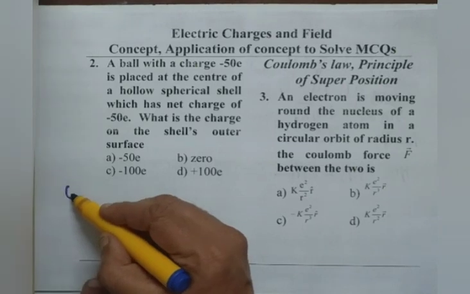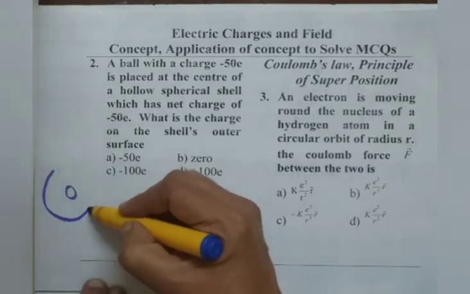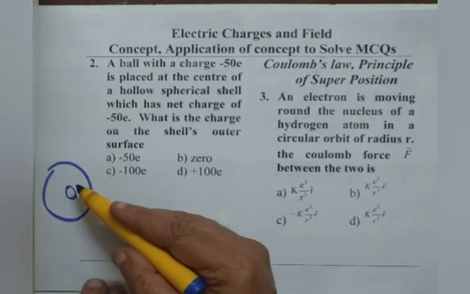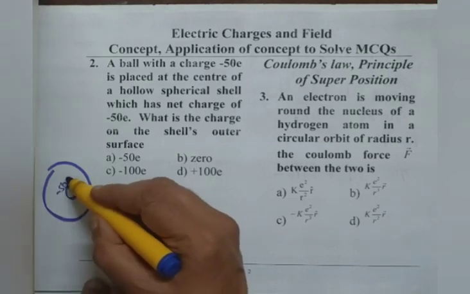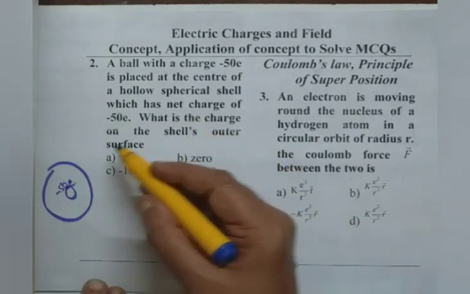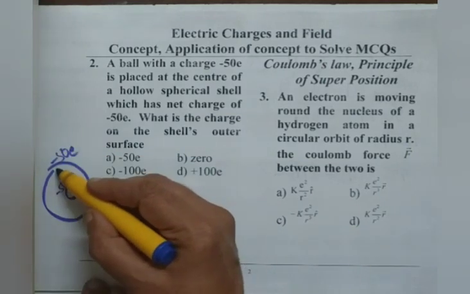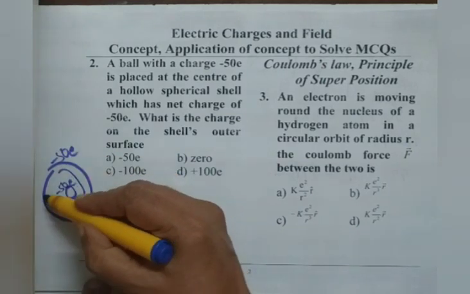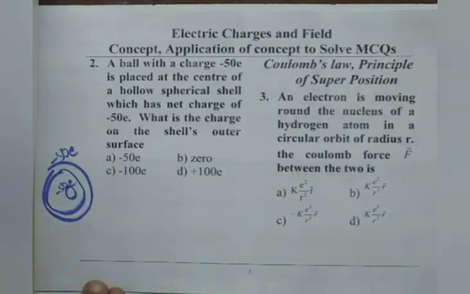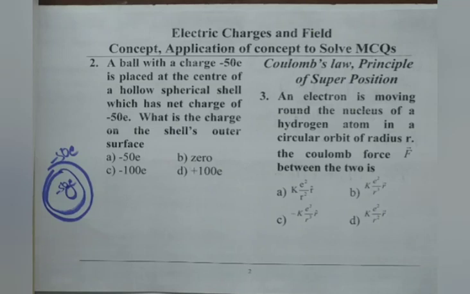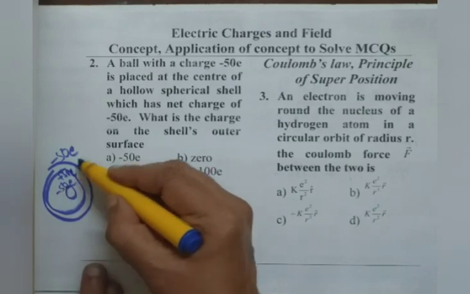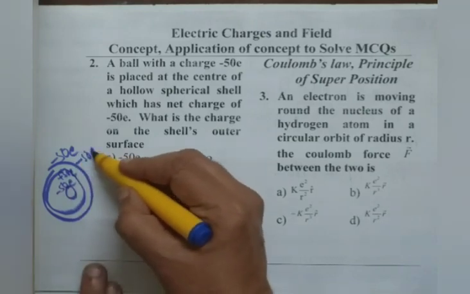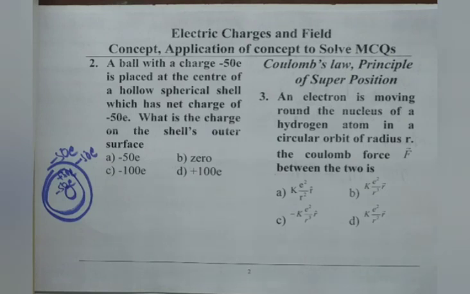Say we have a ball and a hollow conducting sphere, a hollow spherical shell, outside. This is the ball with minus 50 E charge, and the spherical shell is also having minus 50 E charge. As this is a shell, I write the inner surface also like this. Observe now. Due to induction, the inner surface becomes plus 50E, the outer surface minus 50E. And already minus 50E is there on the outer surface.